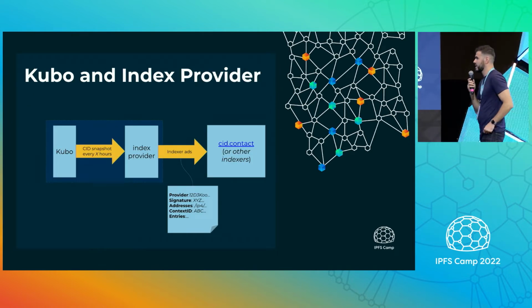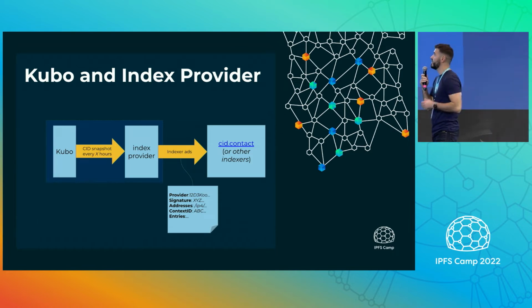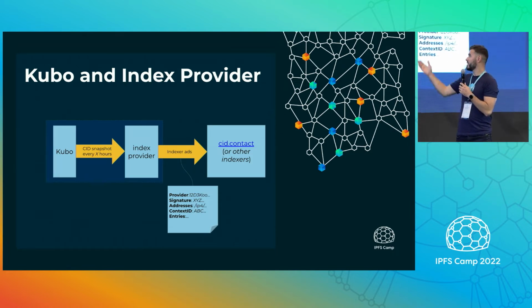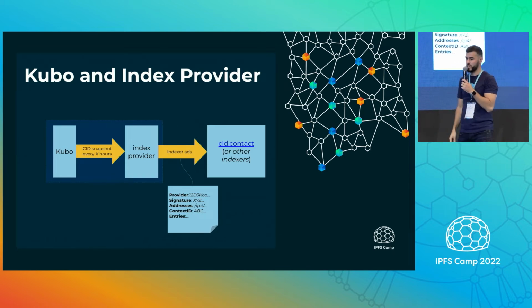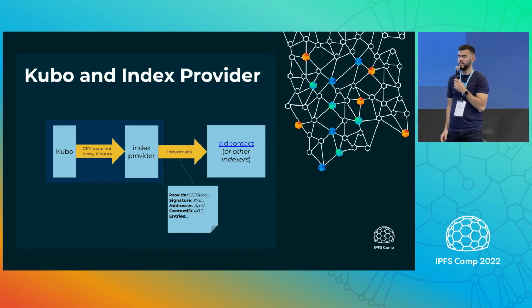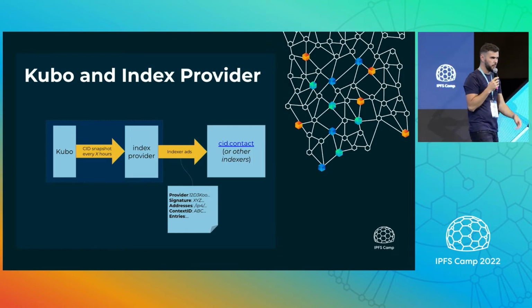This just illustrates how all things work together. On the left-hand side, you have the Kubo node, the IPFS node that is publishing the CID snapshots every 12 hours to the index provider that is running on the same box. Then index provider can translate those CID snapshots into index advertisements and advertise them to configured indexes, which are, for example, cid.contact. If you put this URL into your browser, you can see a simple UI for finding indexed content.